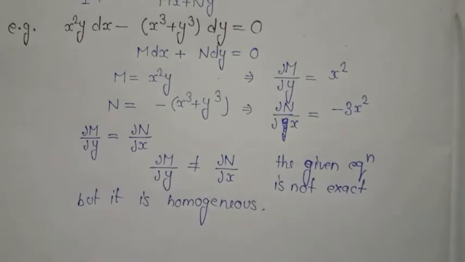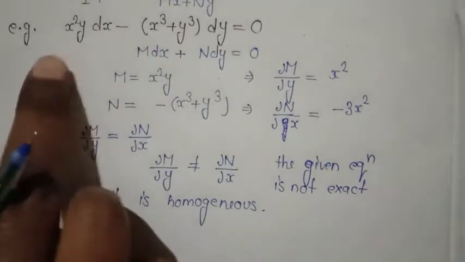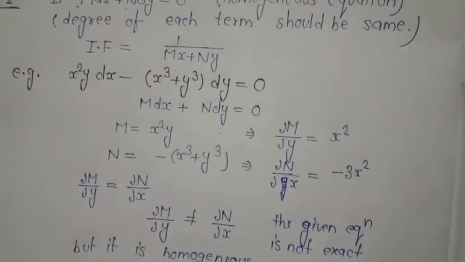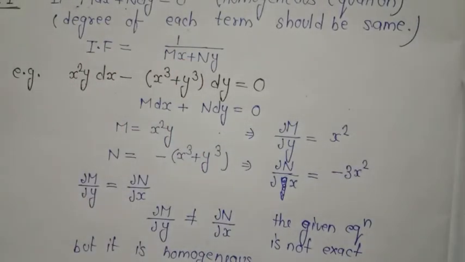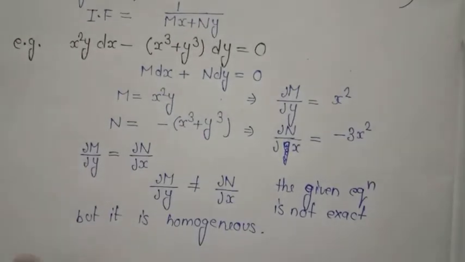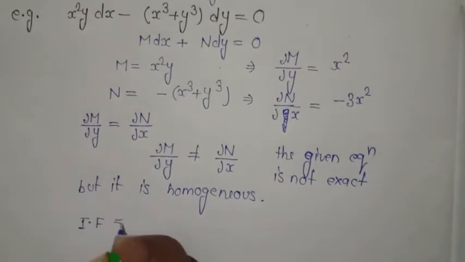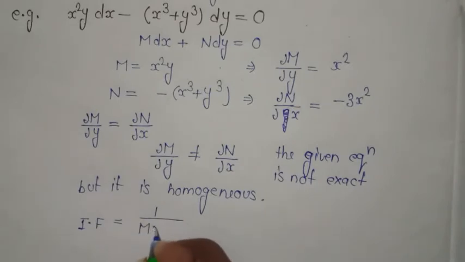Then we can find the integrating factor, multiply it with the given differential equation, and then this differential equation is reduced into the exact differential equation form. Then we can solve it by the previous method, as I told you in my previous video. You can see the formula of the integrating factor here, and I am going to apply it. The integrating factor is equal to 1 upon Mx plus Ny.